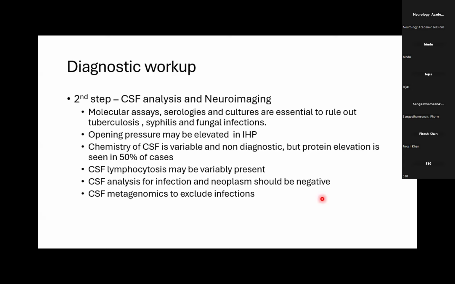Protein elevation is seen in almost 50% of cases. CSF lymphocytosis may be variably present. CSF analysis for infection and neoplasm should be negative, and CSF metagenomics can also be done to exclude infections.